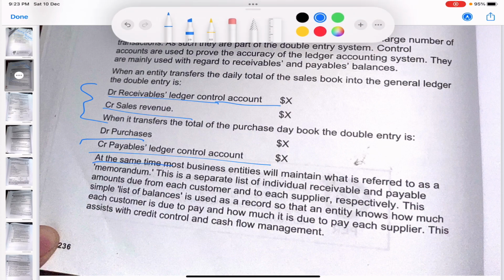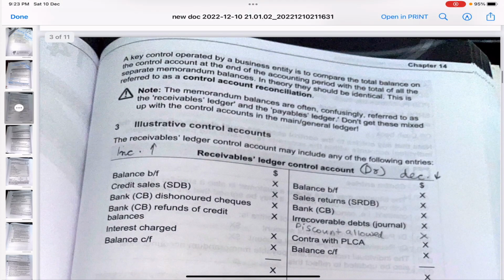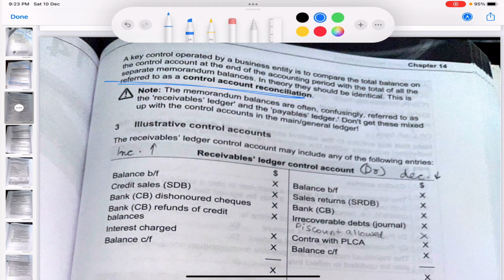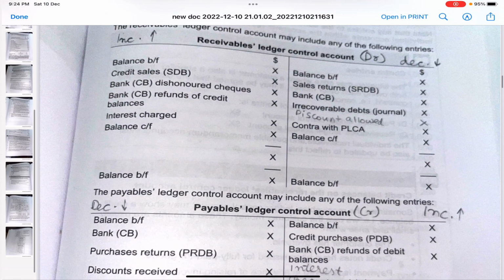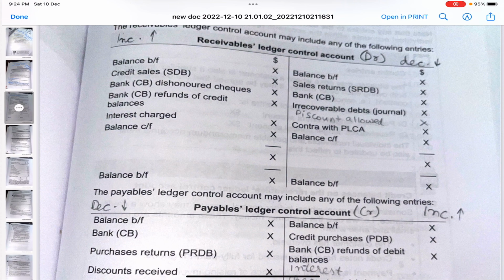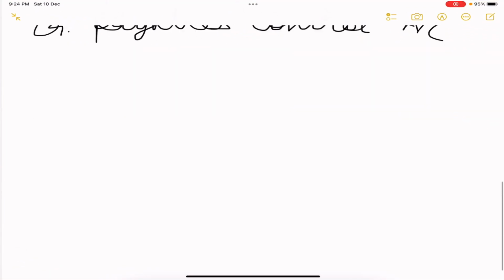Okay. At the same time, most business entities will maintain what is referred to as a memorandum. A memorandum is a separate list of individual receivables and payables. These are the individual accounts we have talked about. When we check the difference between the individual accounts and the control accounts, checking both of them together, this process is known as control account reconciliation. Now, the receivables ledger control account and payables ledger control account are very easy. I will explain it to you all.